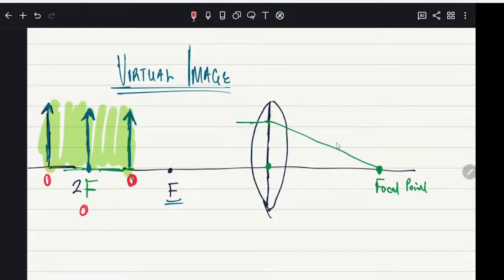What is a real image? It is an image where rays meet in reality. A real image, rays meet. Rays converge.